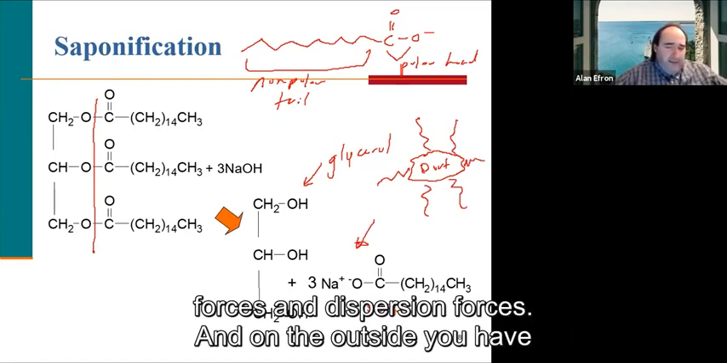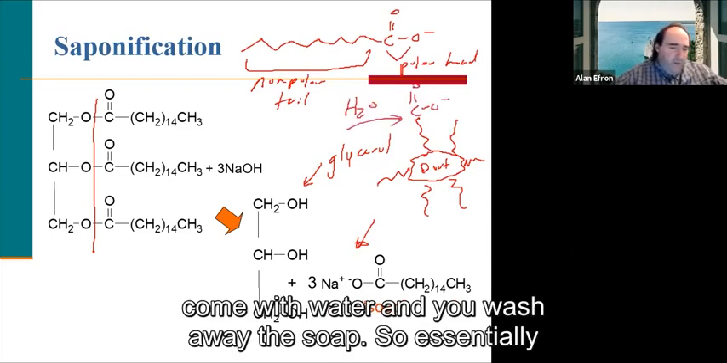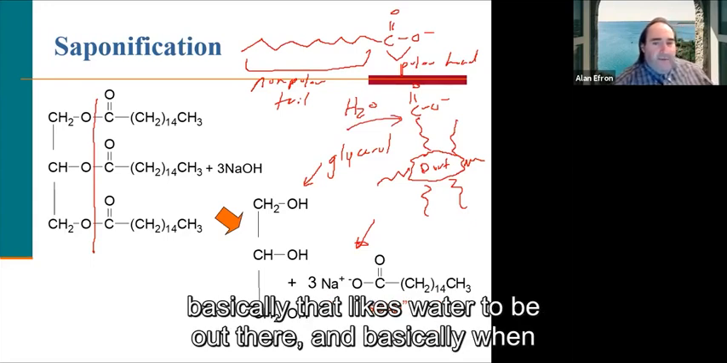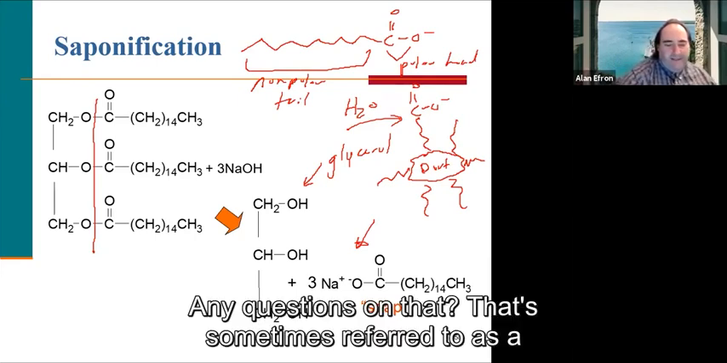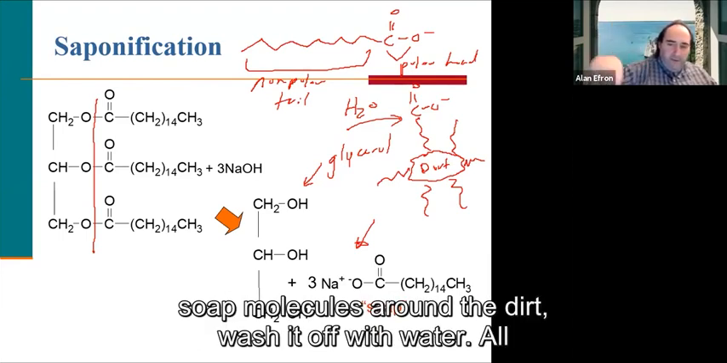And on the outside, you have basically your polar part, and that's good because then you come with water and you wash away the soap. So essentially the soap traps all the dirt inside. It allows the outside, basically the part that likes water, to be out there. And when you wash it away, there goes your dirt along with your soap. Any questions on that? That's sometimes referred to as a micelle, how it traps everything together, a bunch of soap molecules around the dirt, wash it off with water.